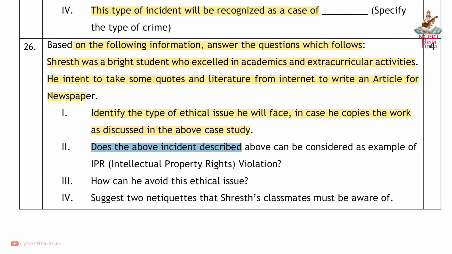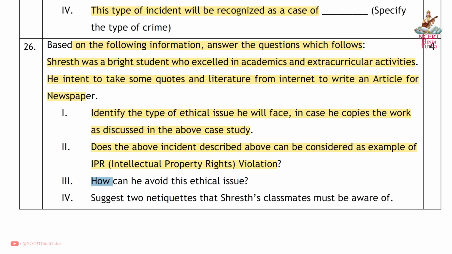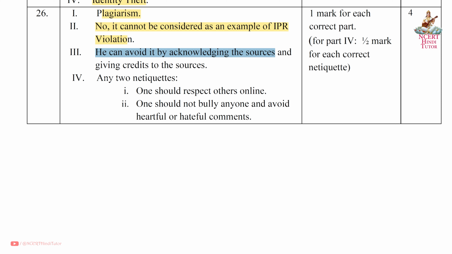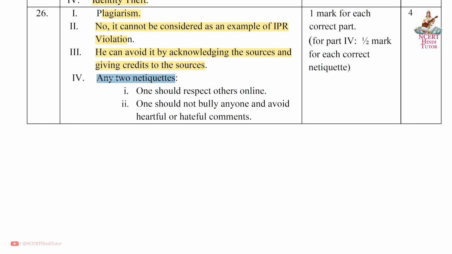Second, can the incident described above be considered as an example of IPR, intellectual property rights violation? Answer: no, it cannot be considered as an example of IPR violation. Third, how can he avoid this ethical issue? Answer: he can avoid it by acknowledging the sources and giving credits to the sources. Fourth, suggest two netiquettes that Shresht's classmates must be aware of. Answer: any two netiquettes. First, one should respect others online. Second, one should not bully anyone and avoid hurtful and hateful comments.